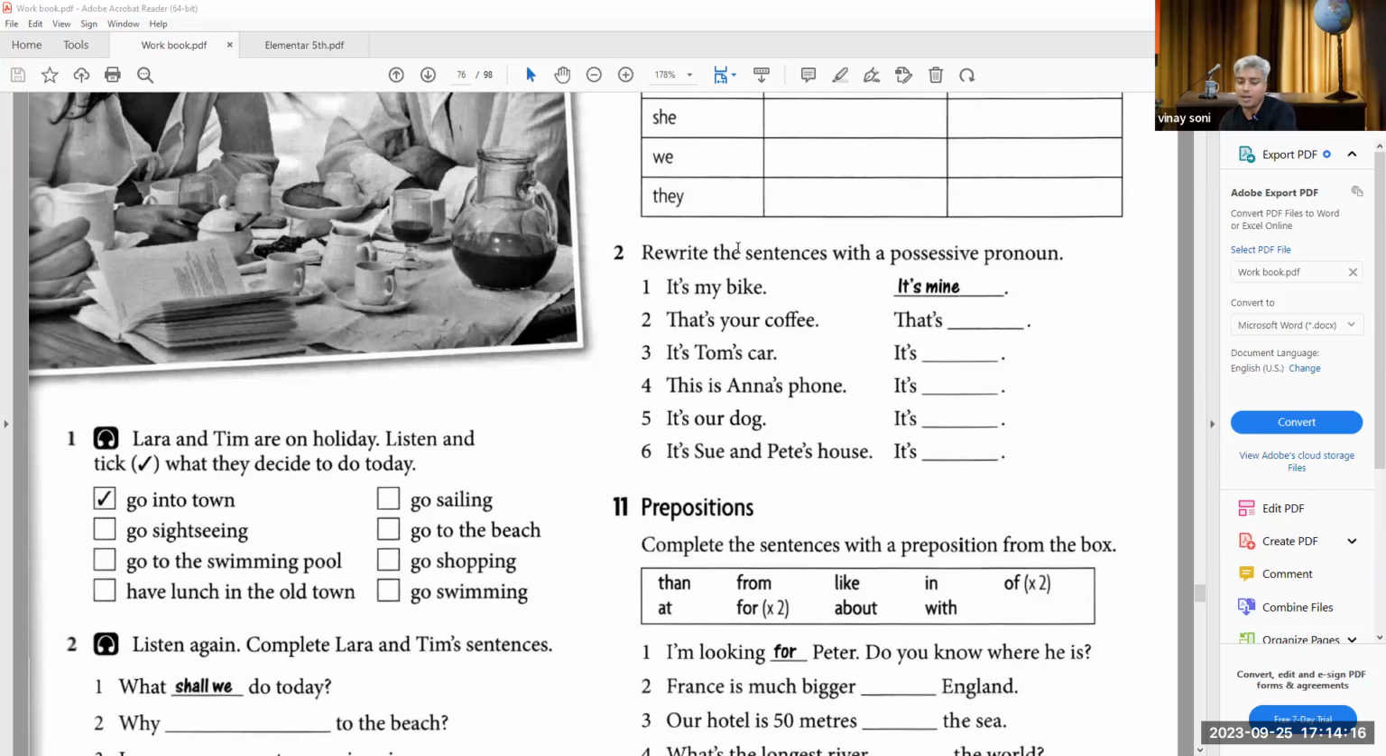Now, moving on to number 11, prepositions. Concept is clear, I guess, right? Smart people understand the concept and wait for the exposure. Some students don't get the concept right. Still, exposure helps them, trust me. 11, prepositions. Complete the sentences with the preposition from the box.